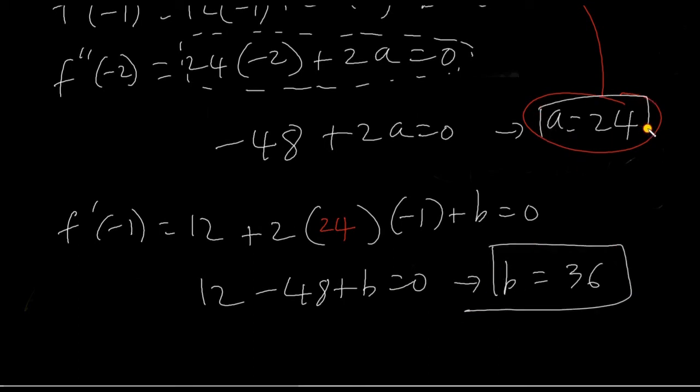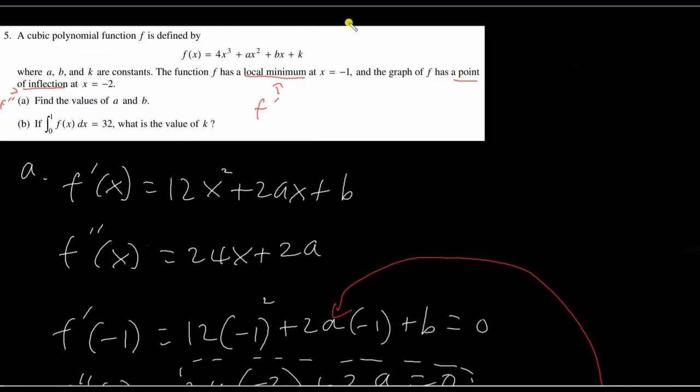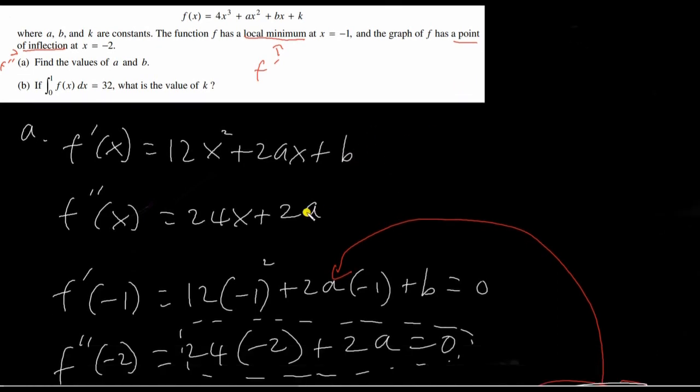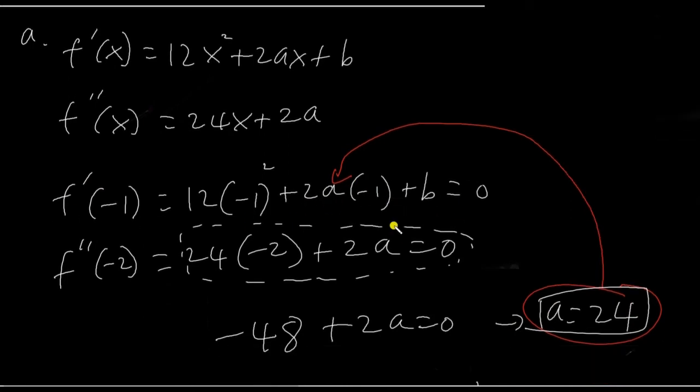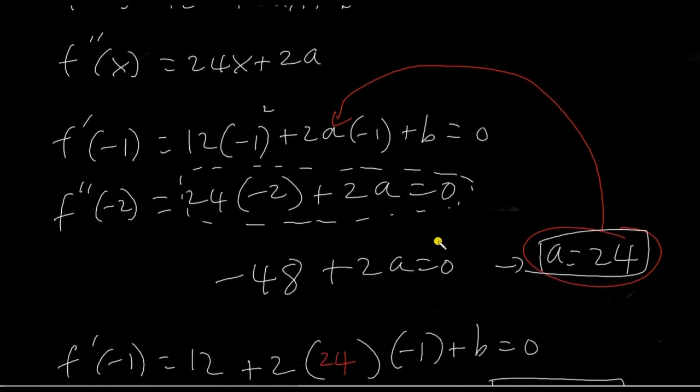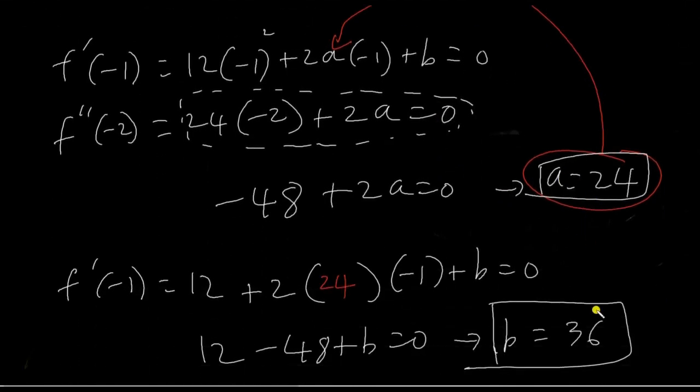Those are our two answers, because that's what they wanted. They wanted a and they wanted b. In terms of points, you get a lot of points. You get 1 point for taking the first derivative, 1 point for taking the second derivative, a third point for setting the first derivative equal to 0, a fourth point for setting the second derivative equal to 0, and then the fifth point for solving for the values of a and b, both.